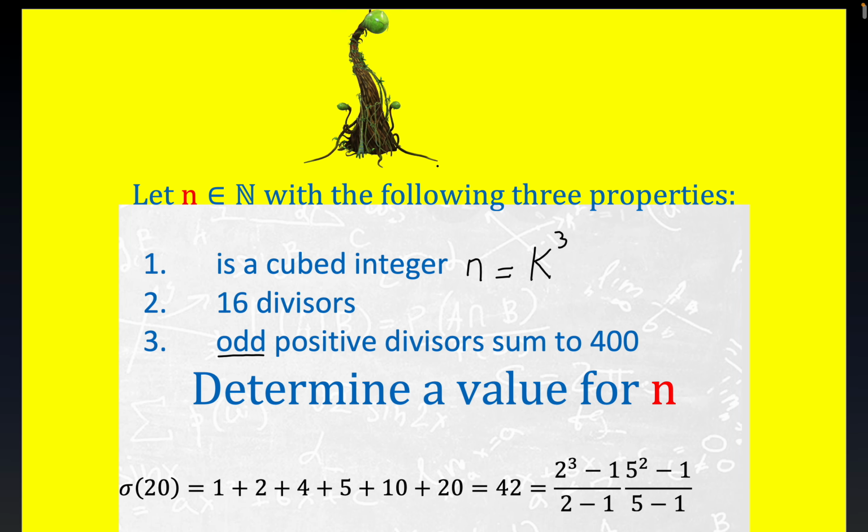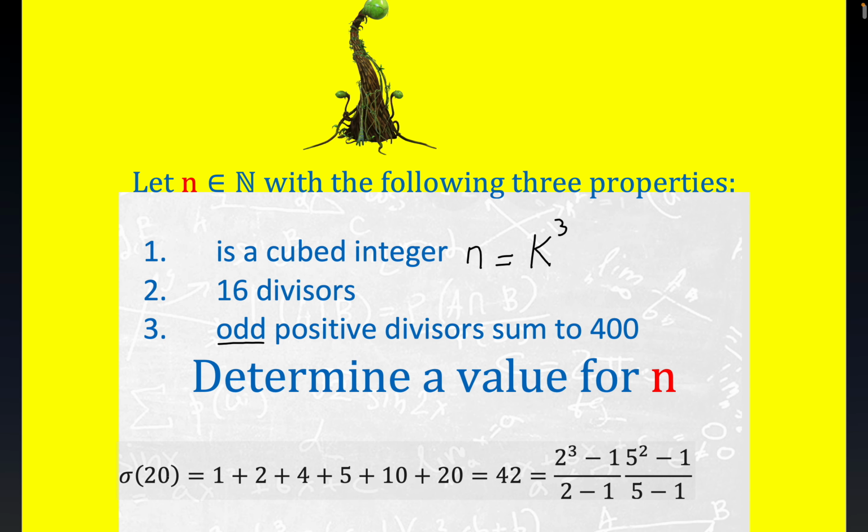Now let's start with an example. This is the sum of all of the divisors right here. It's called sigma. And notice you can just enumerate them. You can list them. 20 has the divisors 1, 2, 4, 5, 10, and 20. Easy enough. There's 6 of them, and they sum up to 42.